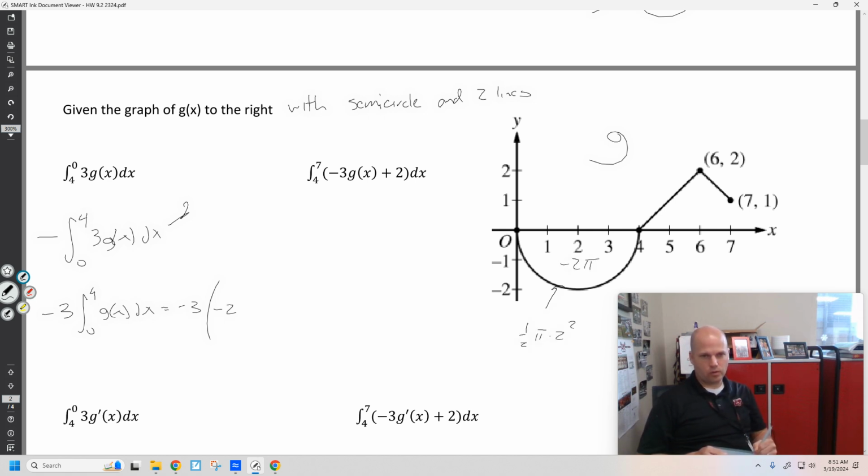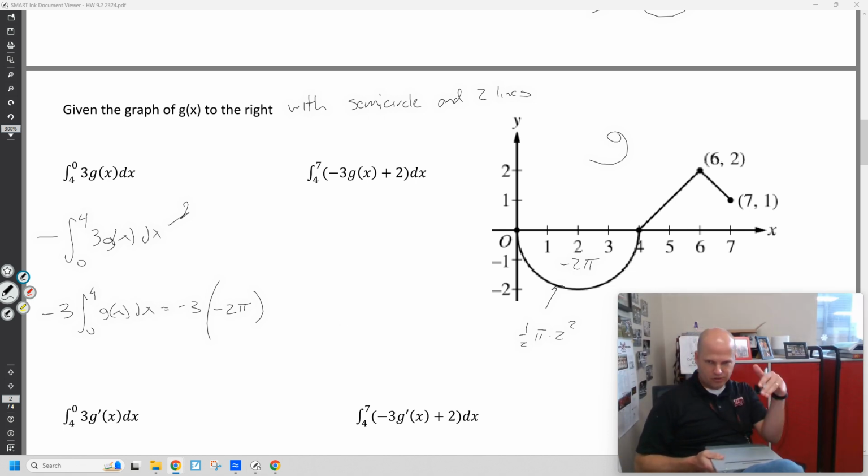I know a lot of you are used to having semicircles with radius 2. It won't always be radius 2. You know who you are, who on your test thought that the semicircle I gave you was a radius 2, but it wasn't. So -2 pi times 3 is -6 pi. Take the opposite of it, you get +6 pi. Cool. Okay, this is G, the antiderivative of -3G.